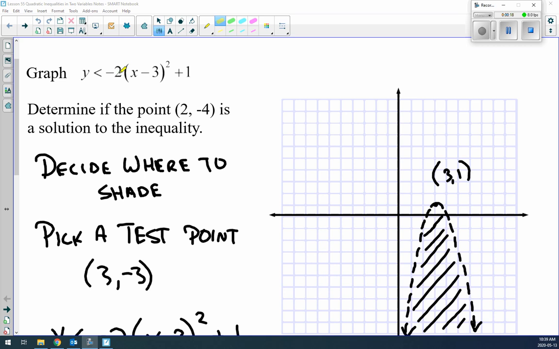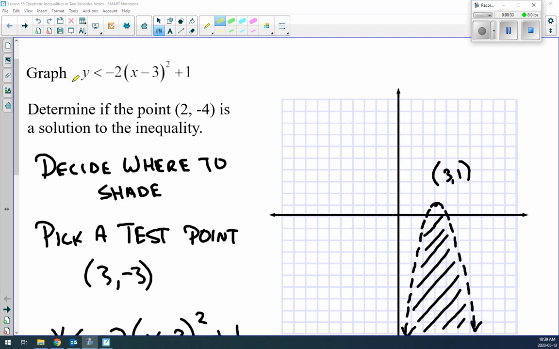So what we have here is, if you look, a quadratic. Now this is in vertex form, which is really quite nice. So if you look at the vertex, right, what number do you plug in here? 3 and then positive 1. So there's our vertex there. Determine if the point (2, -4) is a solution to the inequality.